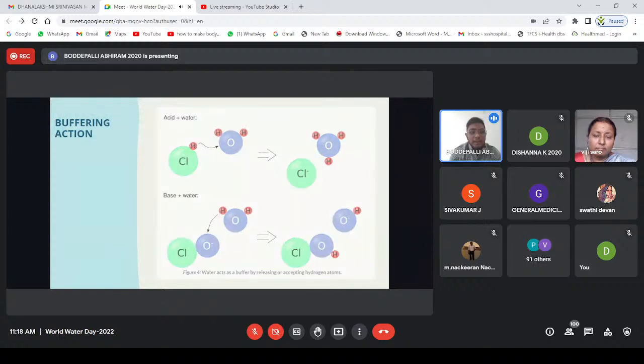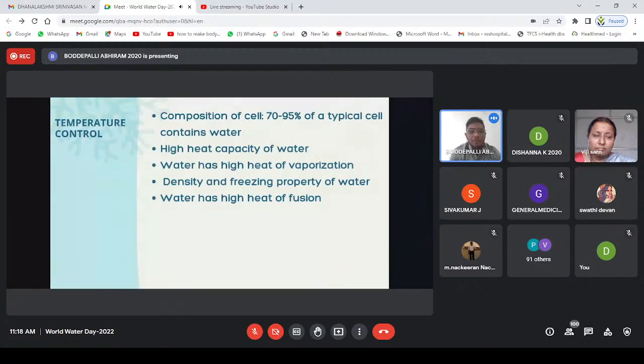So the next biological role is temperature control. So water has a few characteristic properties such as high heat capacity, high heat of vaporization, and then the high density and freezing properties of water, and high heat of fusion. So these properties contribute towards water having a resistance to drastic changes in temperature.